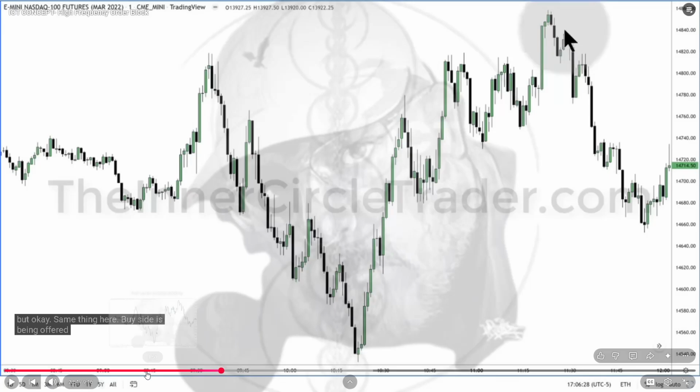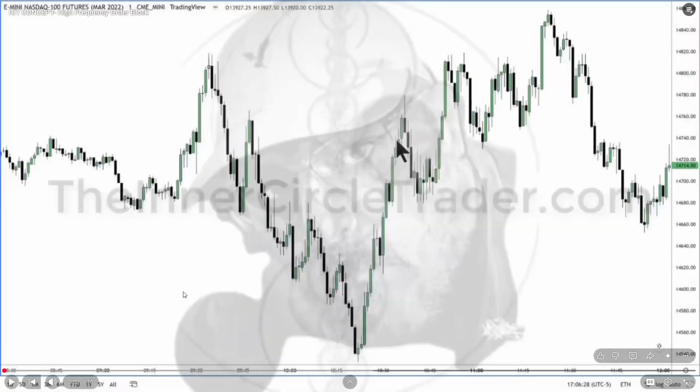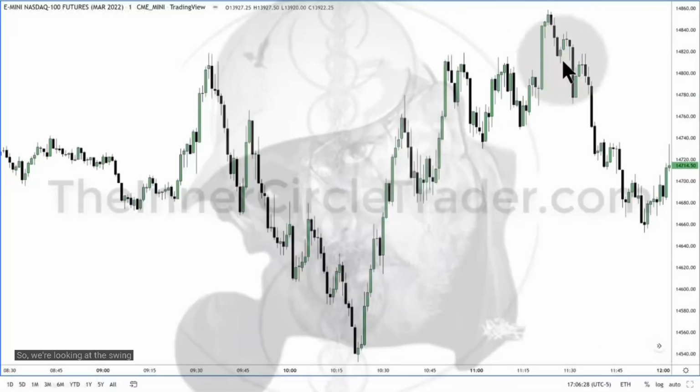So let's see what ICT says. We're looking at the swing lower here. Market breaks down, trades back up into this fair value gap here, and sells off. And there's another fair value gap right there. Trades up into that as well. This is a 1-minute chart, so it's giving you multiple.